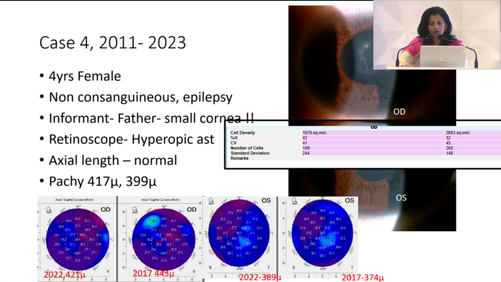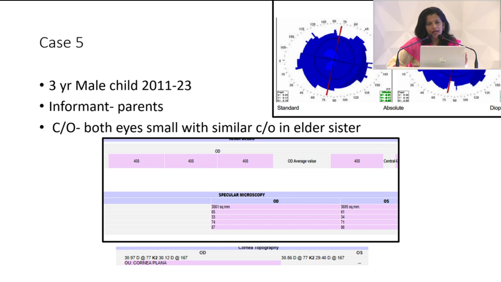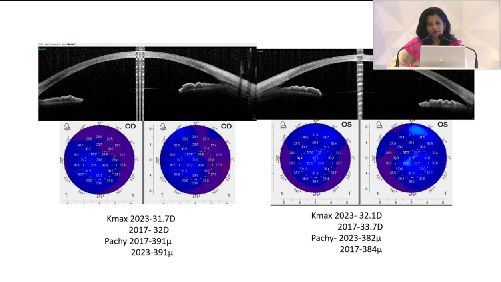Now, if you see the specular in these children, the numbers are not very different, but they may vary. The coefficient of variation may be slightly higher. And in case number 5, in these children where there was a similar episode both in the sister and the brother, you will see this flat kind of cornea. It's a very clear cornea, so much that you are able to image the specular microscopy, is what I want to say. So always go ahead and take the specular microscopy when possible. But you will find that even if the number doesn't vary much, the coefficient of variation may be higher.